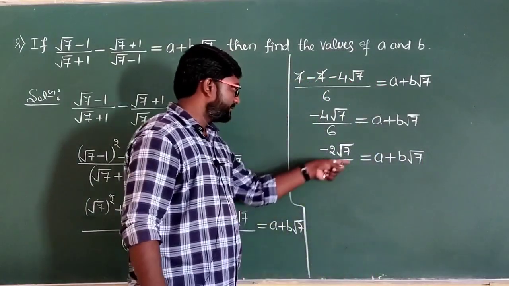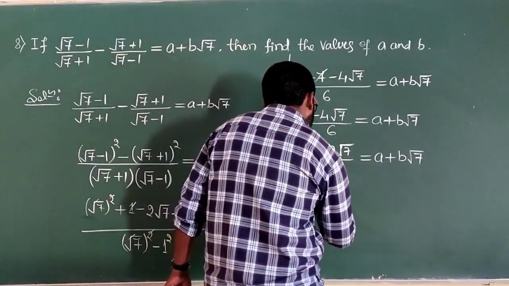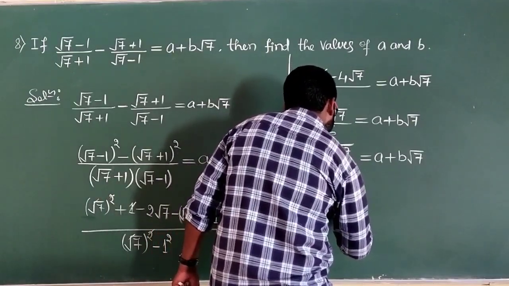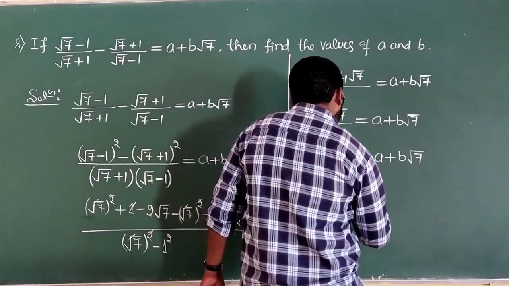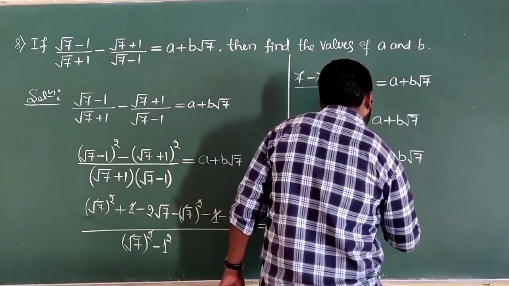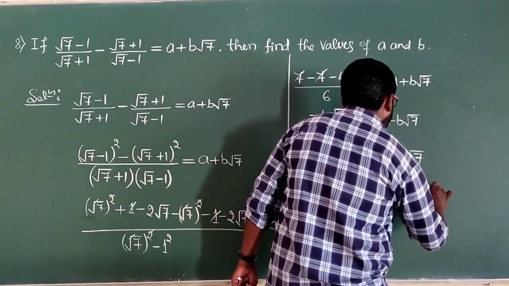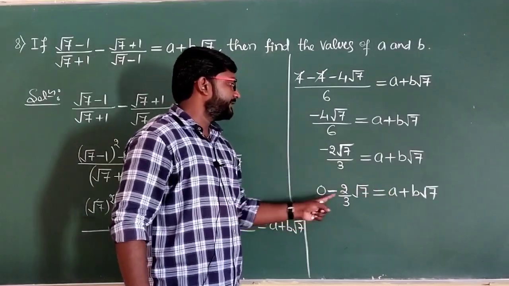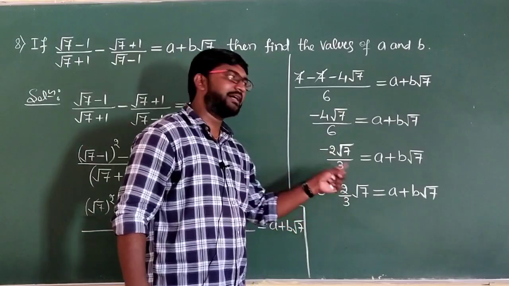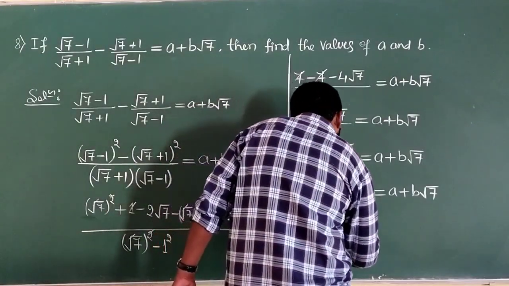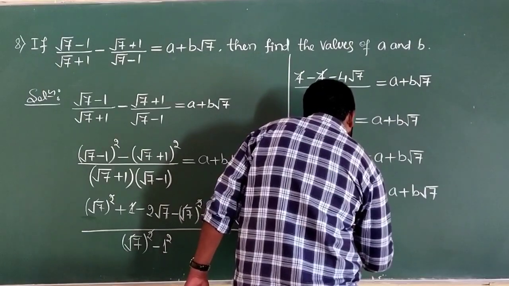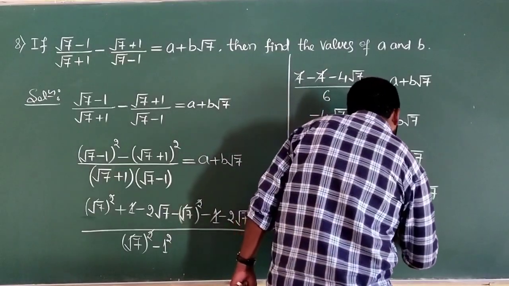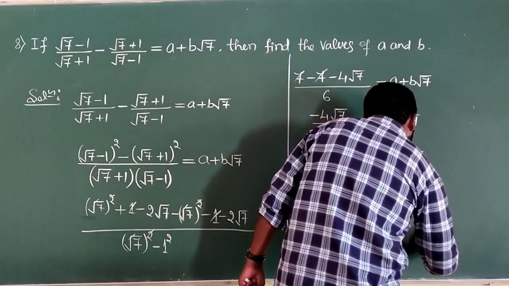In the next step, this can be written as 0 minus 2 by 3 into root 7, which is equal to a plus b times root 7. So compare these two now. In place of a we have 0, and then in place of b we have minus 2 by 3. This implies a is equal to 0 and b is equal to minus 2 by 3.